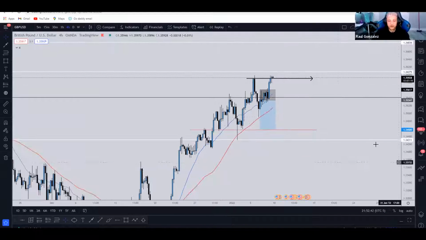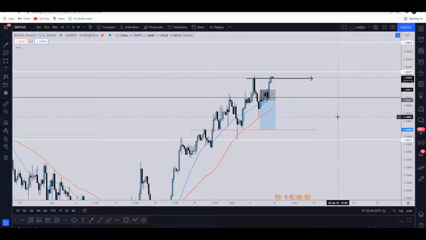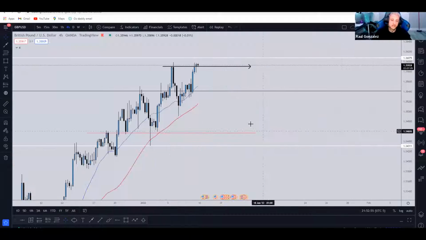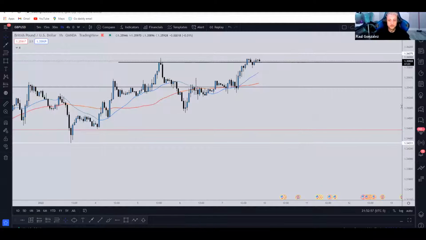Well, if you're trading 4-hour zones, you're going to have bigger stop losses regardless. So if you want to trade where you have smaller stop losses, then you're going to have to trade smaller time frames. Good job.